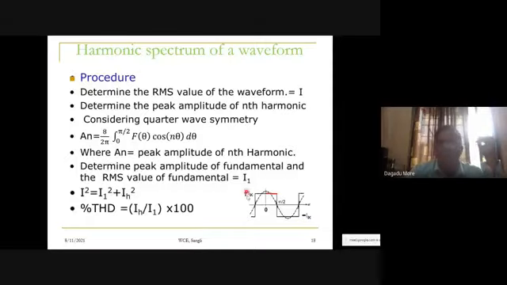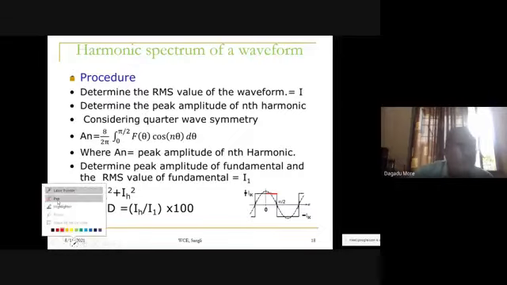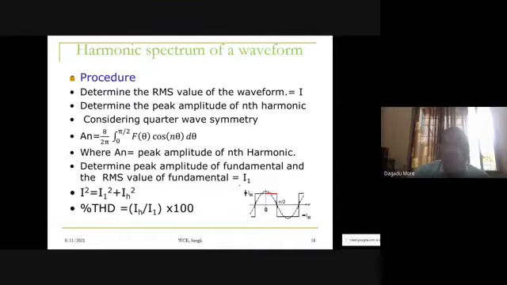Everybody knows this is a square waveform. A square waveform is rich in harmonics. So this is our waveform, and we want to find out the THD of this square waveform. We are going for a very simple method; you can use another method also. These are plus IDC and minus IDC.